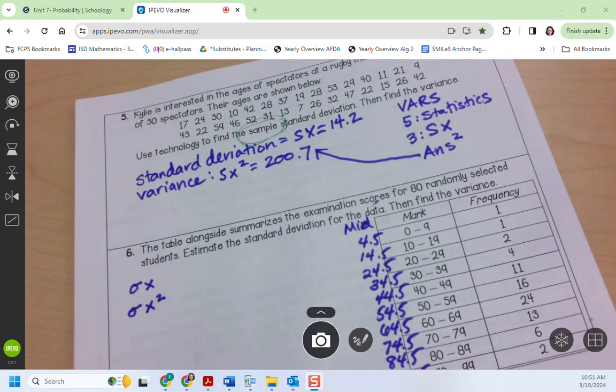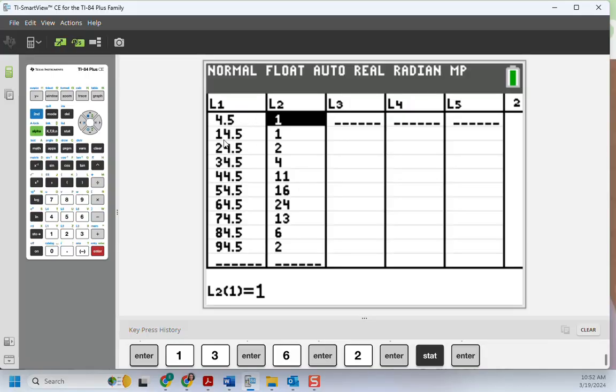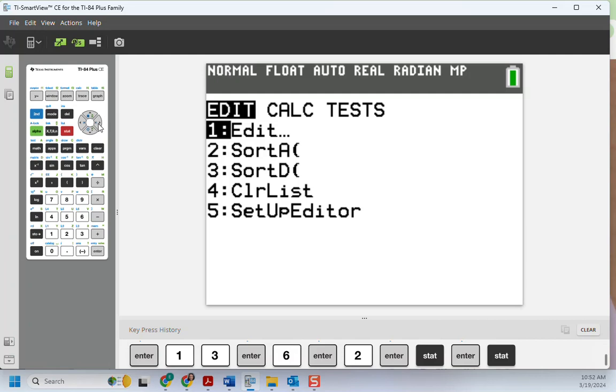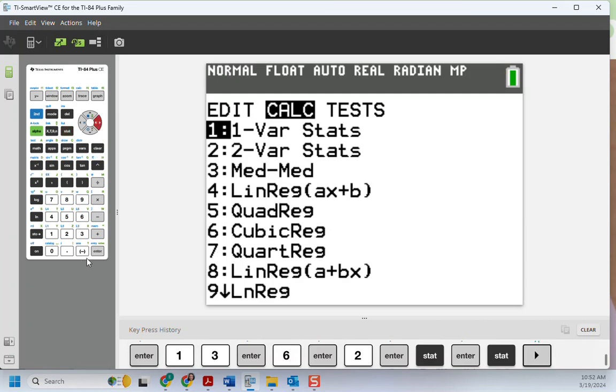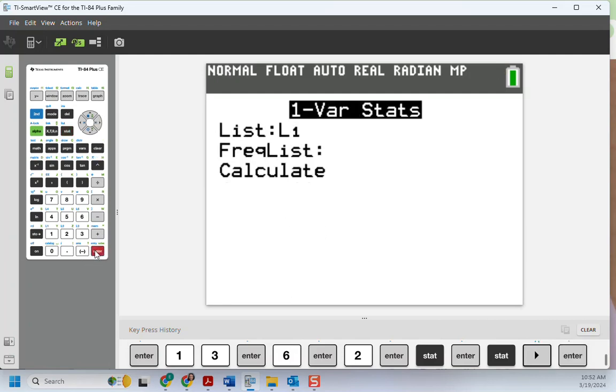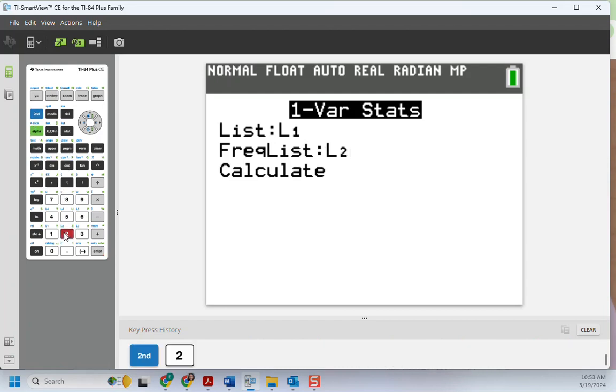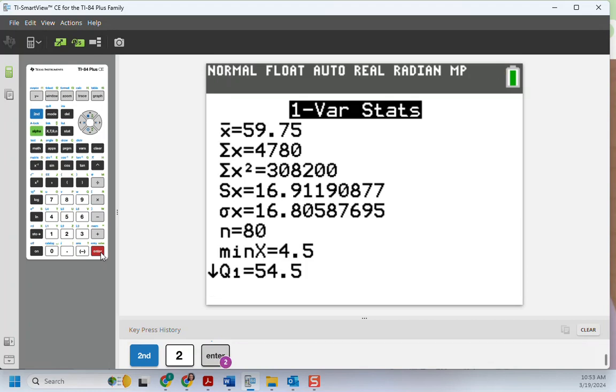All right, so what we did was we put the midpoint of each range in list 1 and the frequency in list 2. And then we're going to go to stat, calculate, and one variable statistics. But this time, after you press enter on list 1, we need to enter list 2 for your frequency, and that is listed above number 2. So you're going to press second 2 to get list 2, and then you're going to calculate. All right, so we get the standard deviation is 16.8.